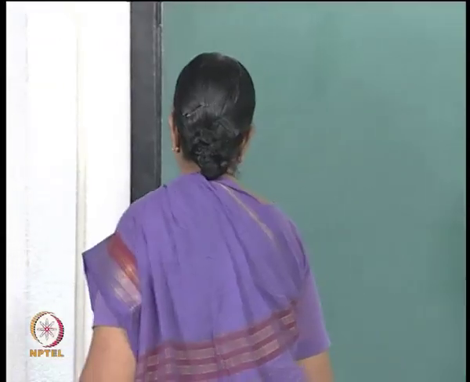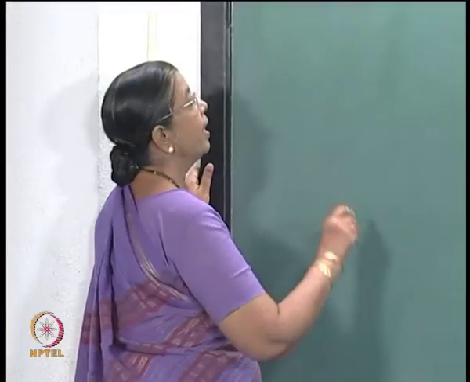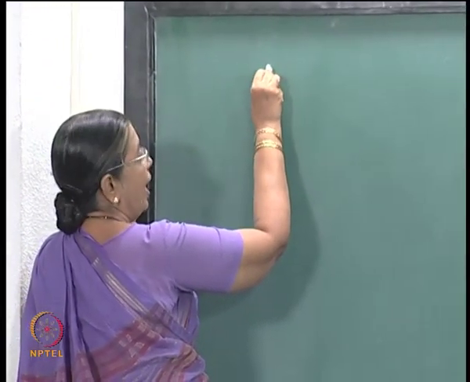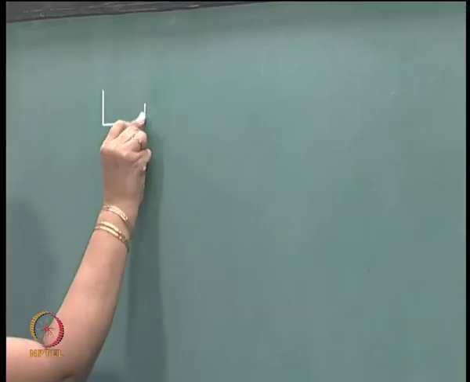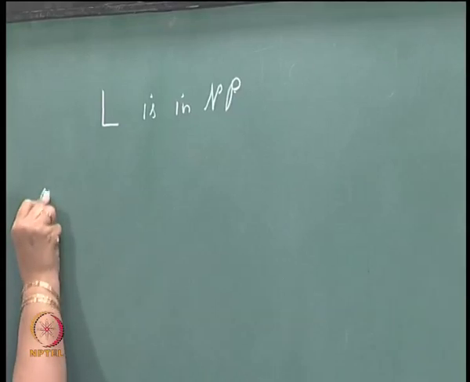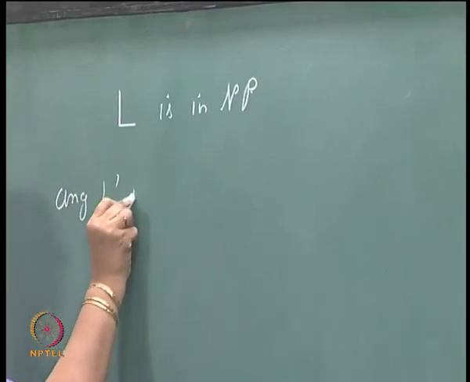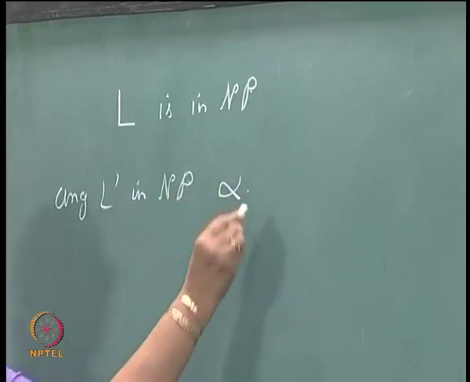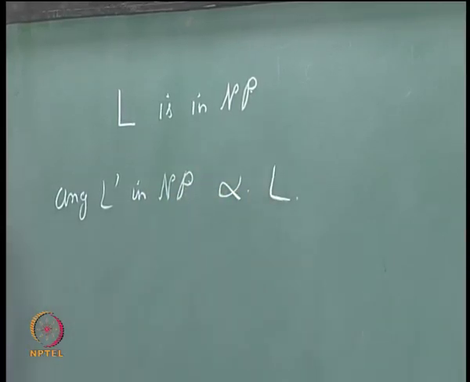We are considering the problem of Boolean satisfiability. We are trying to show that Boolean satisfiability is NP complete. How do you show that a problem is NP complete? When do you say a problem is NP complete or a language is NP complete? If L is in NP, any L dash in NP is polynomially transformable to L. These two conditions have to be satisfied.